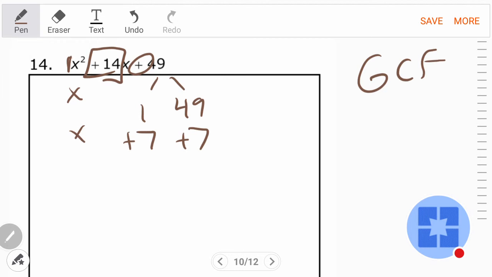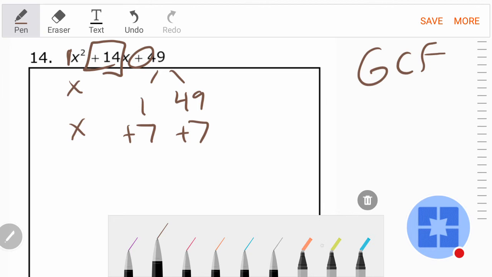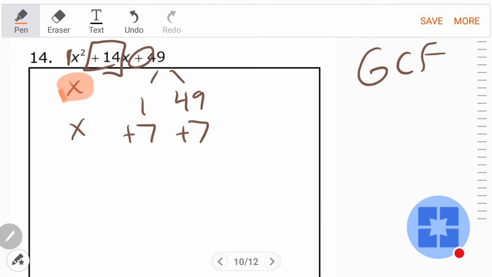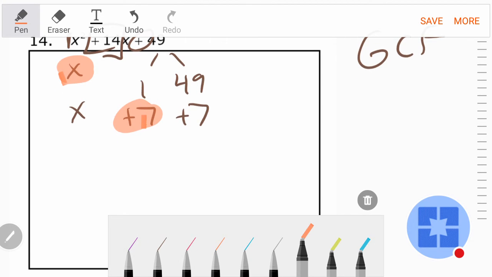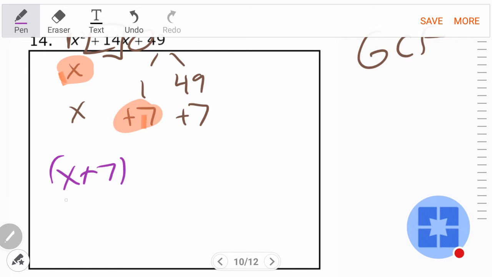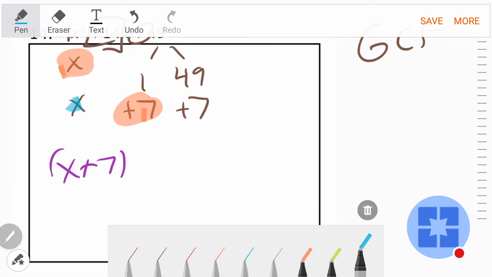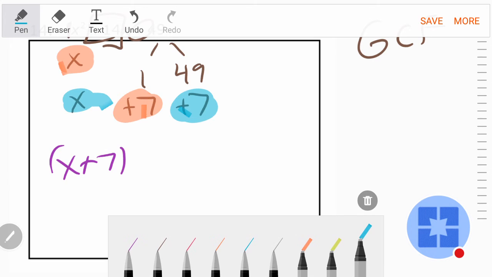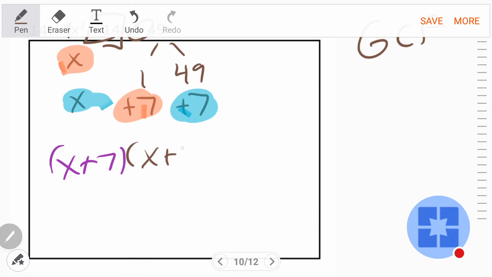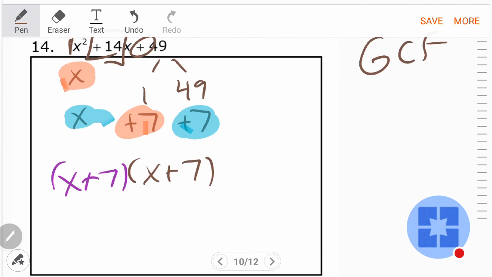We have x and x for those two factors, so let's pair them up. We're going to pair up this with that, so that's x plus 7. Then we're going to pair up this with the other factor, so that is also x plus 7. All right, and that's our answer for 14.